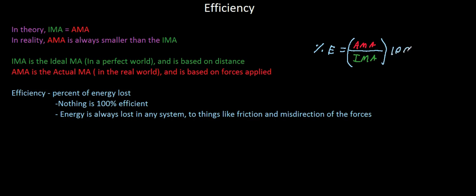And yes, it's always a fraction, because AMA is always smaller than IMA. Which means this fraction has to be less than 1 always. Which means the percentage always has to be less than 100. Because if it can't be 100% efficient, it certainly can't be 110% efficient. That would be defying the laws of physics. And you are not allowed to defy the laws of physics in my classroom.